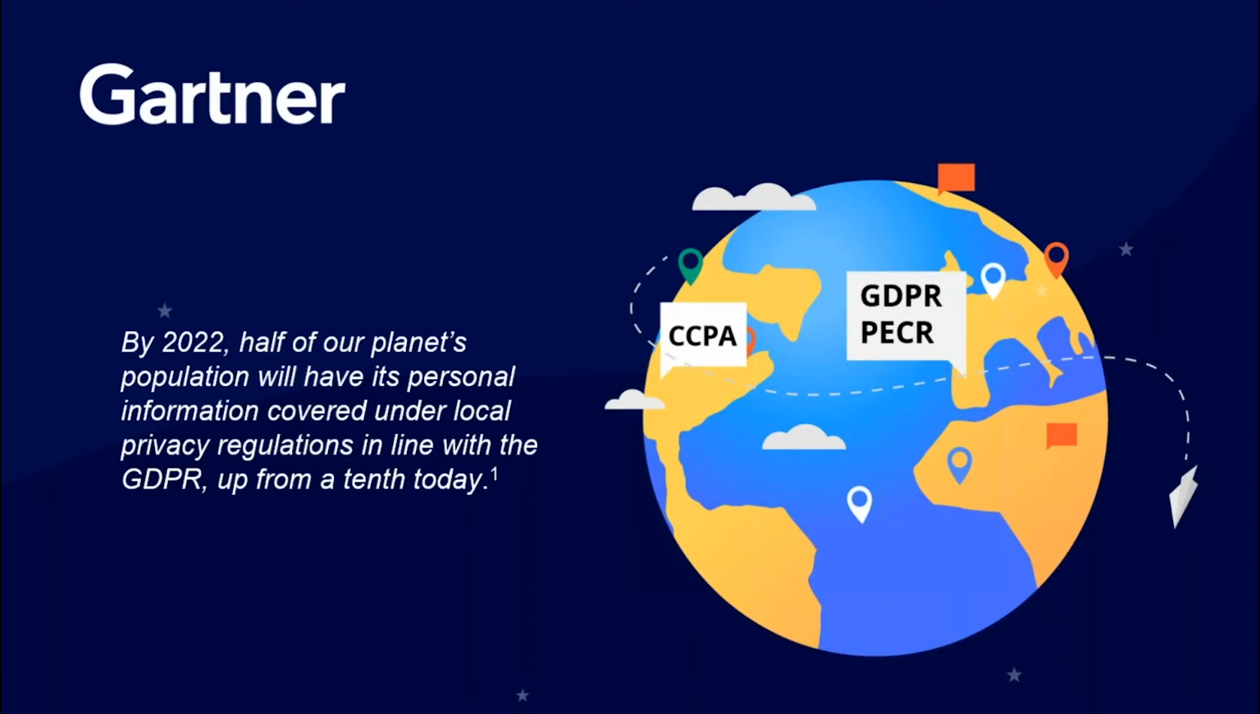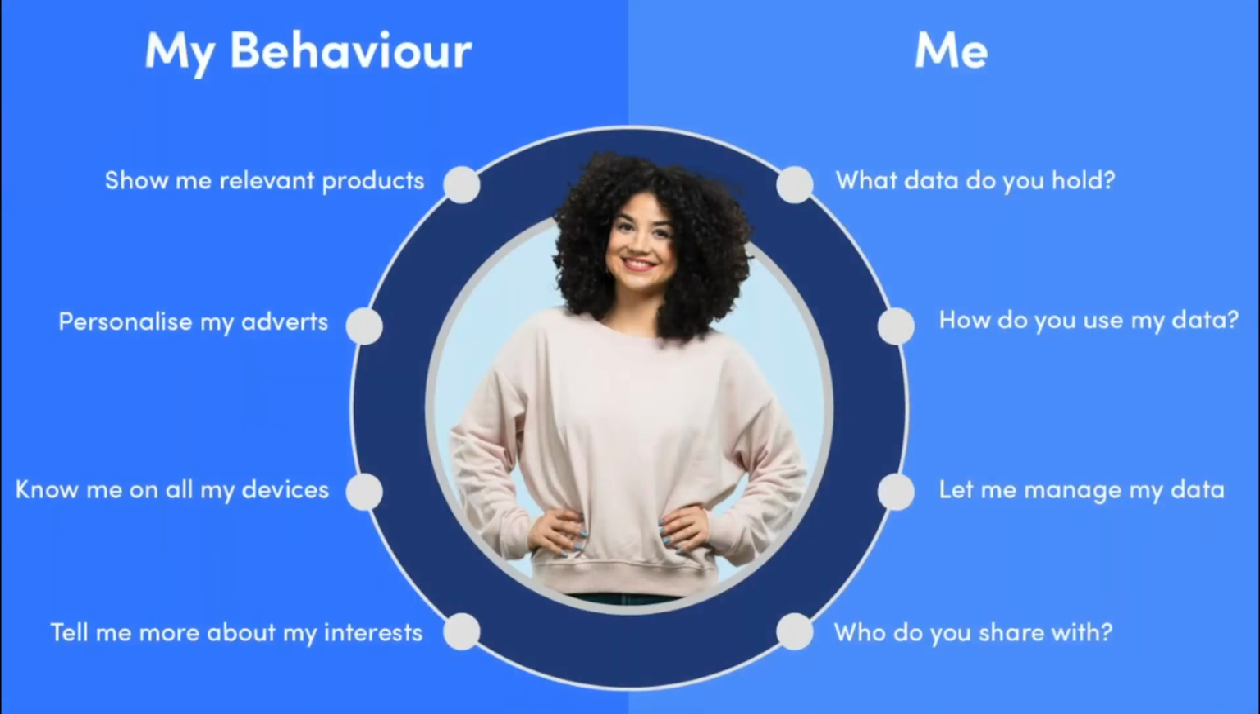So Gartner predicts by 2022, half of our planet's population will have its personal information covered under local privacy regulations, which is in line with the GDPR, up from a tenth today. As digital complexity and consumer behavior changes, where personalization just becomes a standard, regulation will only get tighter and organizations will be under pressure to provide services to their customers within a highly competitive, customer-centric world. So consent empowers customer centricity. It's the linchpin to collect and use data to ensure you deliver the right message at the right time compliantly.